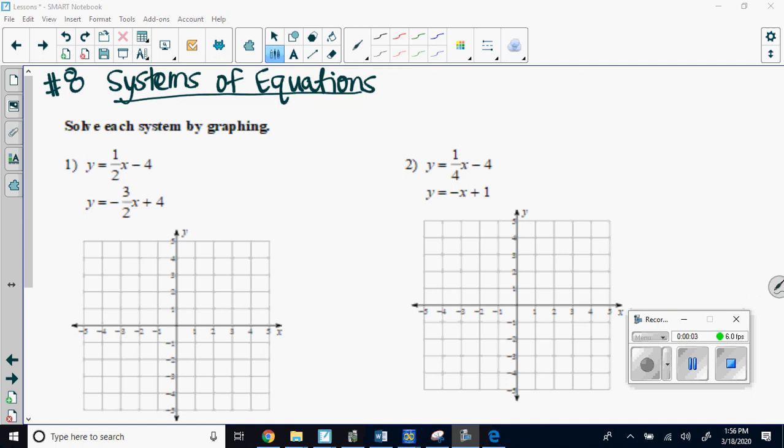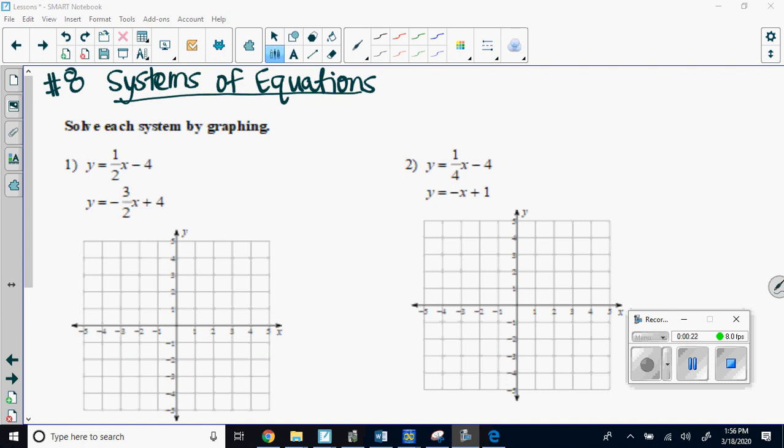Homework 8 is on systems of equations, so this is substitution and elimination stuff. There are 3 types of homework questions: ones on graphing and figuring out where they cross, ones where you have to use substitution, and ones where you have to use elimination. So I'm going to show you a couple of each type.